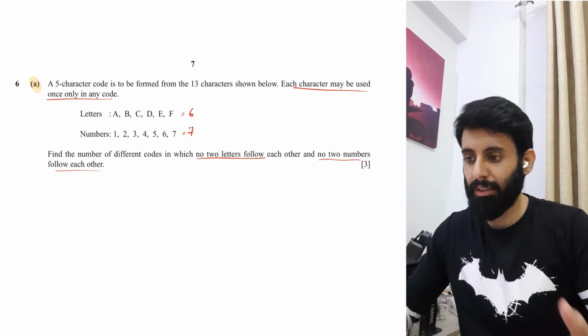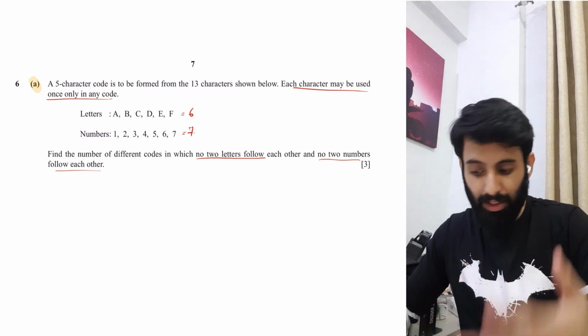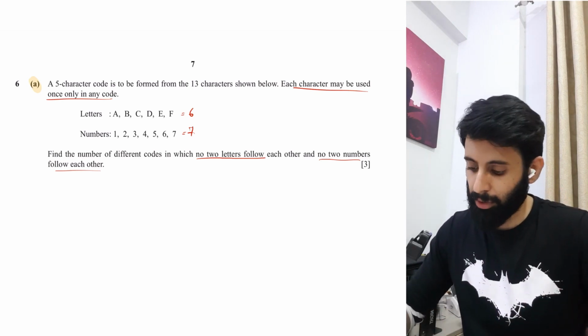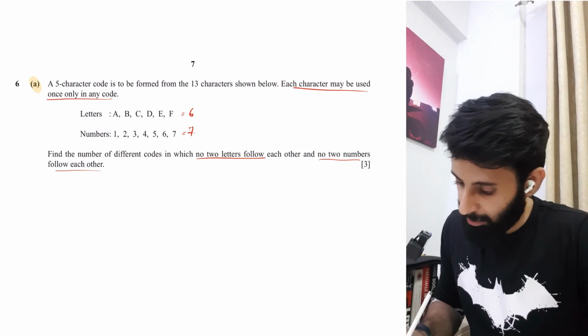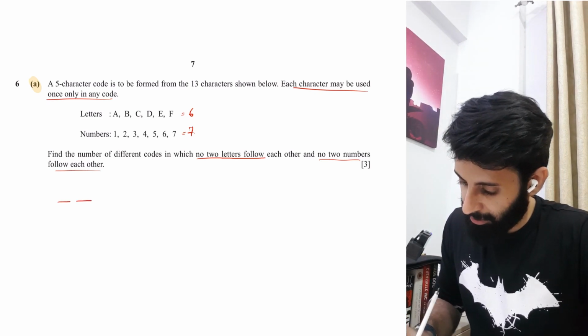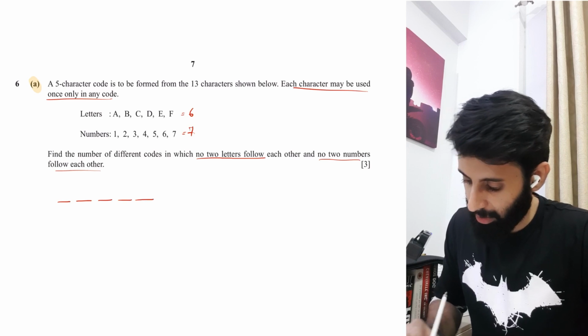If you have a chord, you've got to have a number, and then a letter, and then a number, and then a letter, and so on and so forth. Or if you're starting with a number, then number, letter, and so on. So how many characters does the chord have? We have to make a 5-character chord. So 1, 2, 3, 4, and 5.